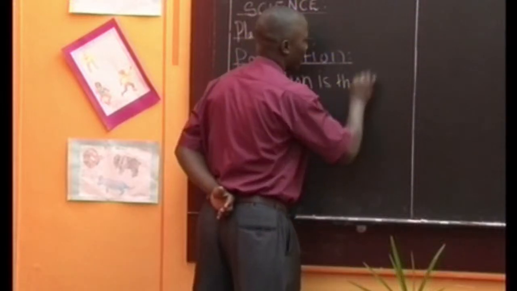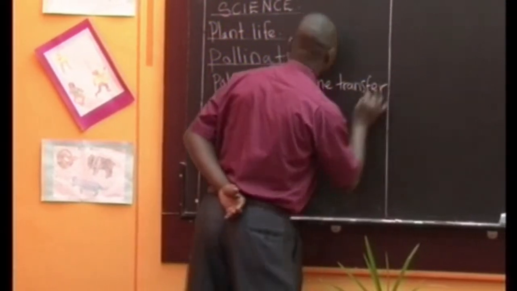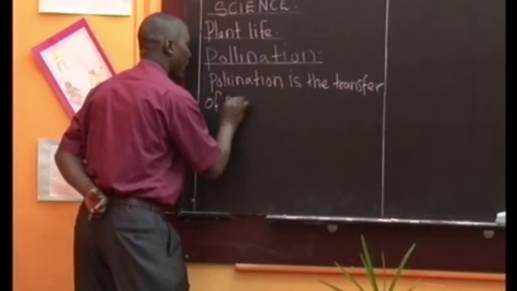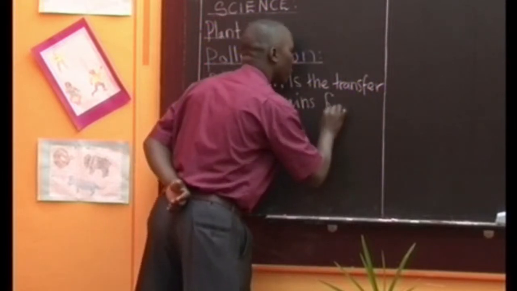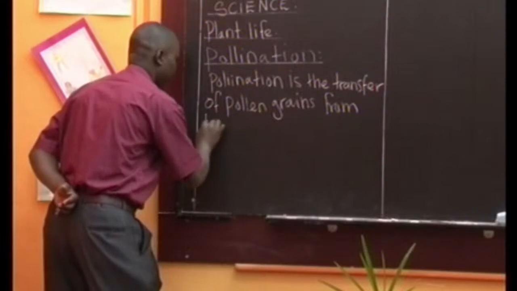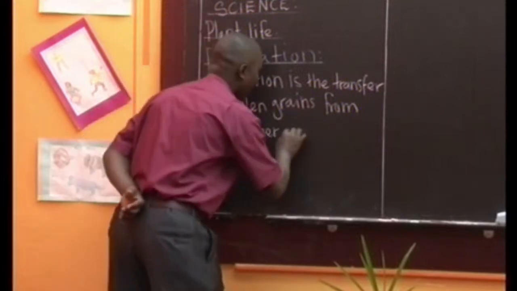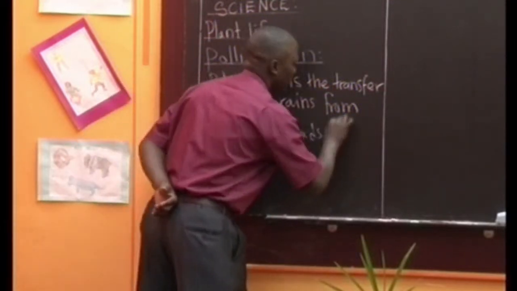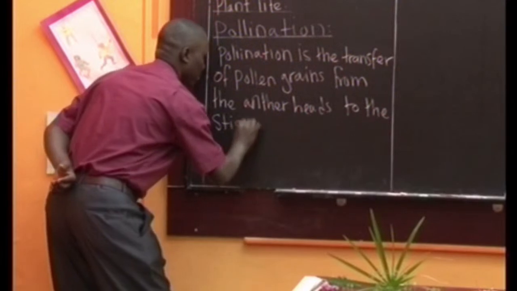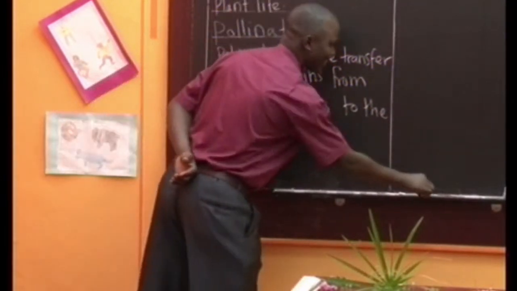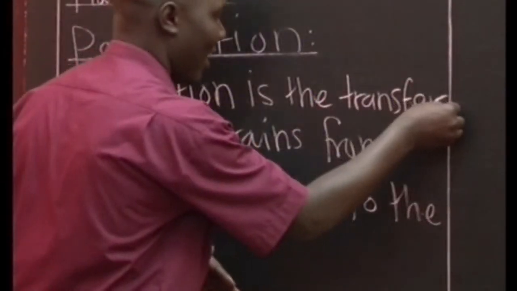Pollination is the transfer of pollen grains from the anthers, or let's say from the anther heads, to the stigma. Pollination thoroughly.